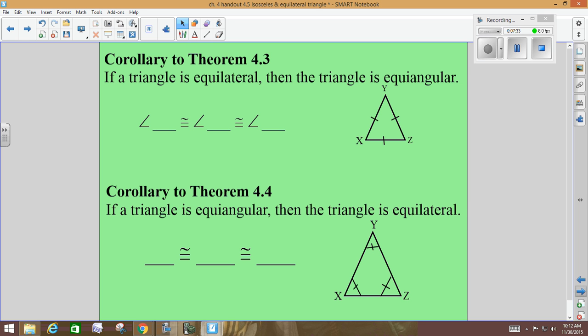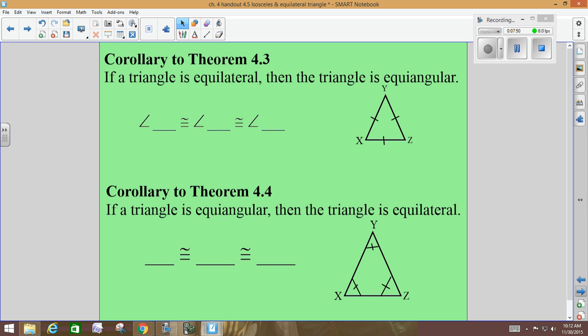This corollary, it's like a little indent underneath of that theorem, states that if a triangle is equilateral, then it's also equiangular. What's it mean if a triangle is equilateral? All the sides are congruent. What's it mean if it's equiangular?